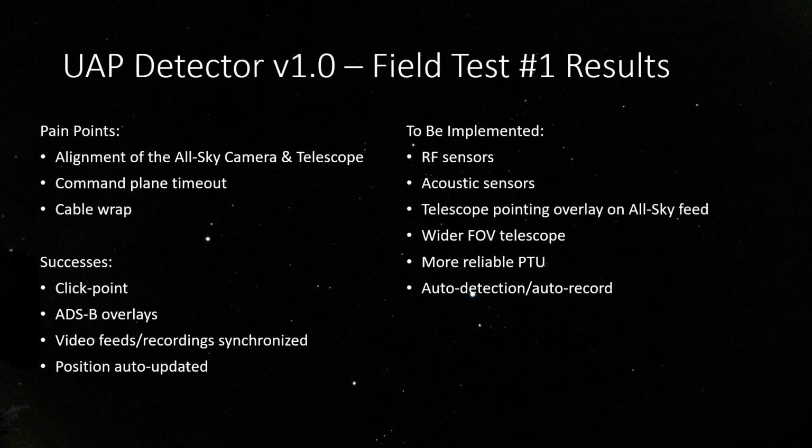The video feeds and recordings were synchronized across devices at the edge, meaning when I hit record on the all-sky camera, which is on a different computer than the recording device for the telescope camera, they both hit record at the same time, and they both started a file simultaneously. And then the video feeds never got out of sync. There was never any sense of one lagging behind the other or anything like that. So that was good.